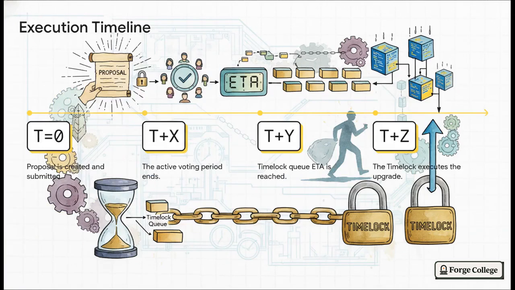Notice how time is explicitly drawn right into this timeline. At T0, the proposal is born. At T plus X, the voting period ends. At T plus Y, our ETA is reached. And execution? That only happens at T plus Z. This completely, 100% eliminates the risk of a surprise midnight rug pull. Everyone knows exactly when the machinery will move.